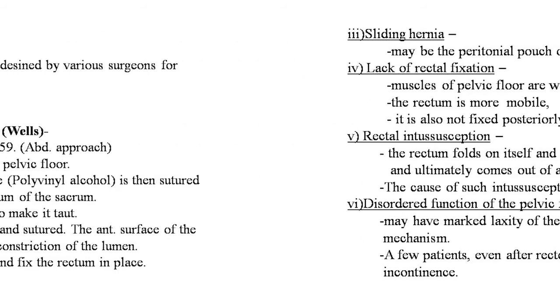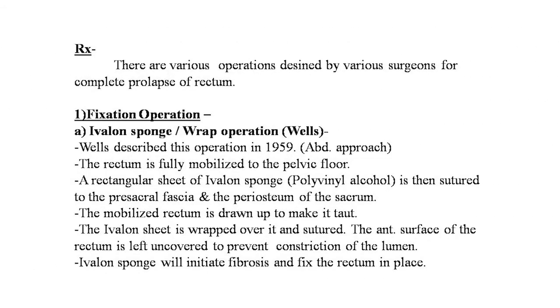Now the treatment. There are various operations designed by various surgeons for complete prolapse of the rectum. The more commonly practiced operations are mentioned below. First is the fixation operation, that is the Ivalon sponge wrap operation by Wells. Wells described this operation in 1959 through the abdominal approach. The rectum is fully mobilized to the pelvic floor. A rectangular sheet of the Ivalon sponge, polyvinyl alcohol, is then sutured to the presacral fascia and the periosteum of the sacrum.